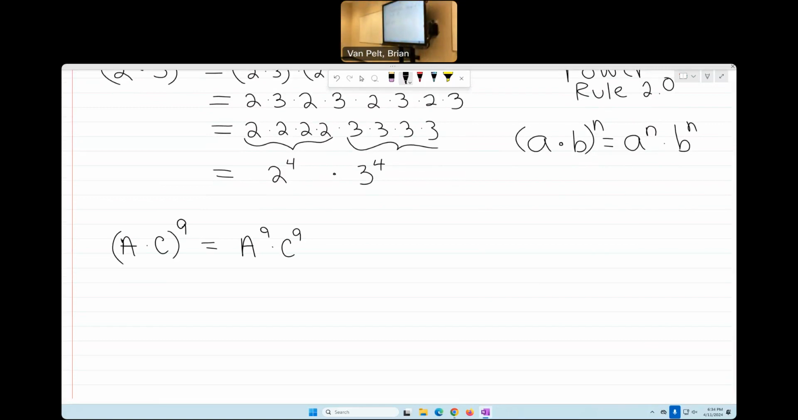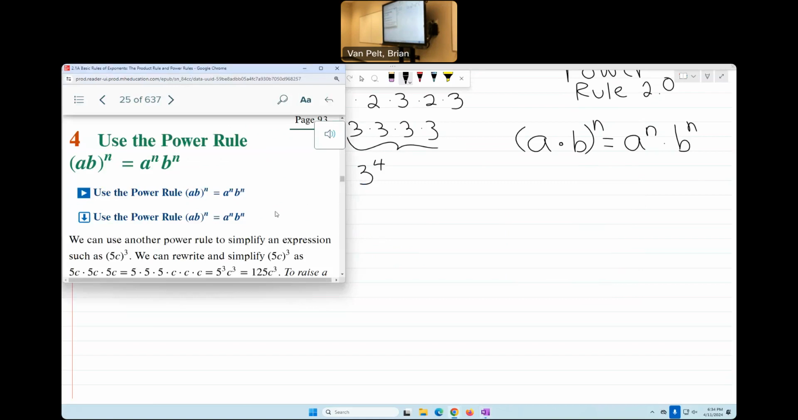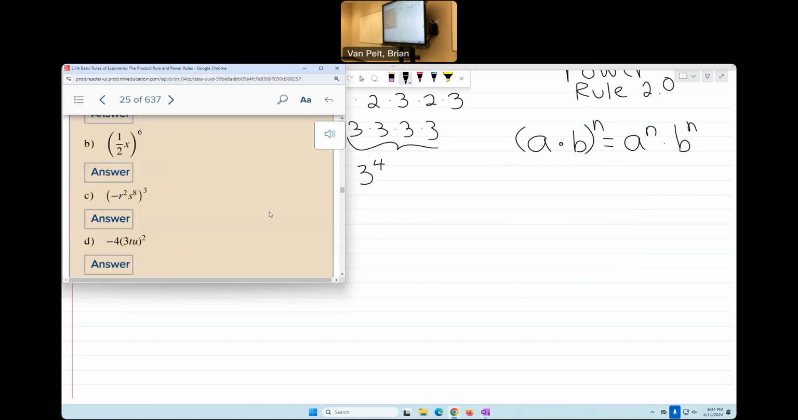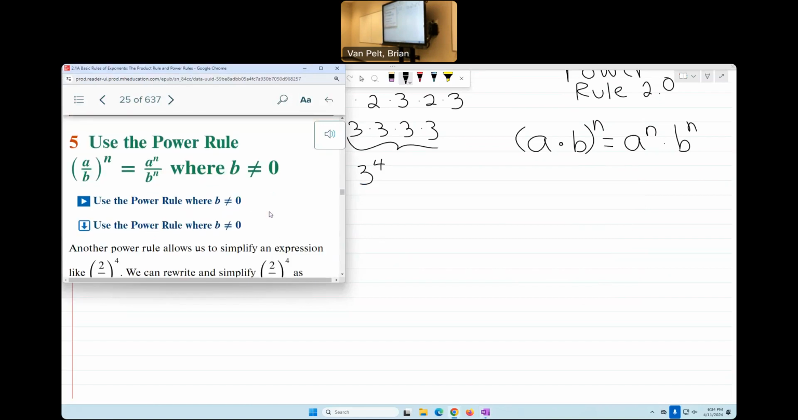Okay. Let's put that one. Oh, look at that, a third power rule. See it? Power rule number 3. All right, this is sometimes called the quotient rule, or the quotient to a power rule. I honestly don't care what you call the thing. Obviously, B can't be 0 because you're not allowed to divide by 0.